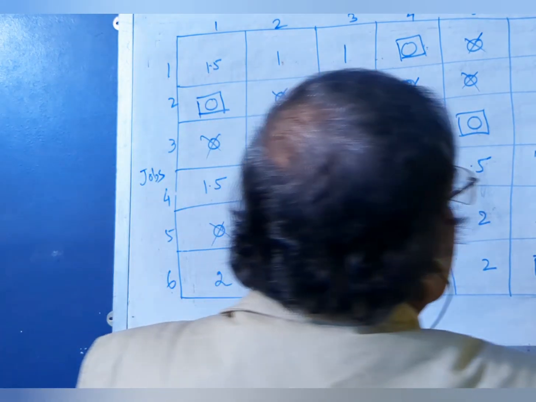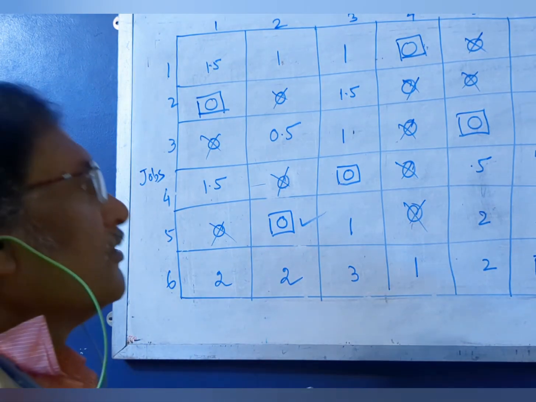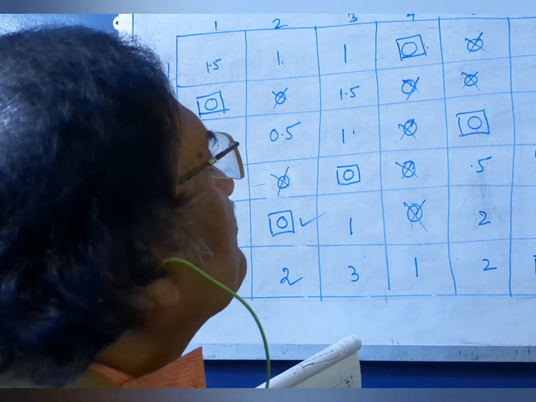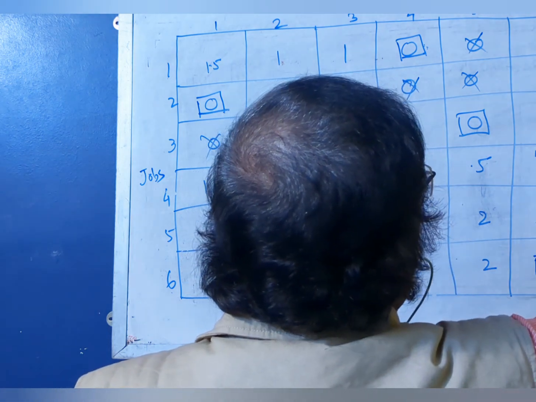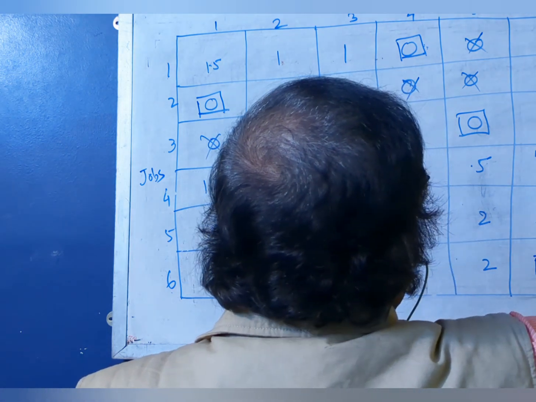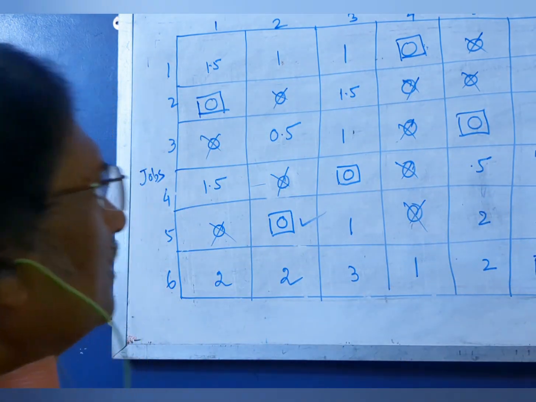This is the minimum time. This will be the answer. That means the best allocation for this assignment problem will be first job to be allocated to fourth operator, second job to be allocated to first operator in this way, and the total time required will be 20, and that will be your answer.